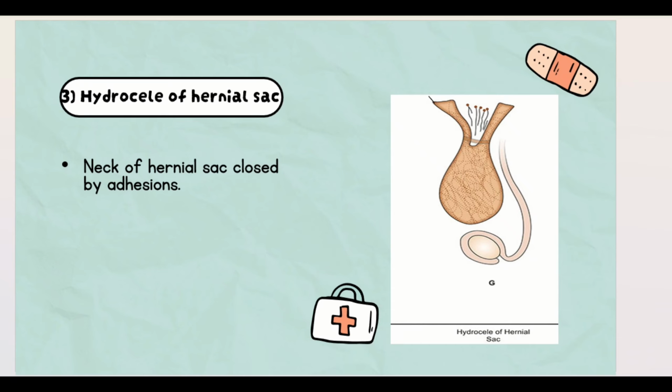Next is hydrocele of hernial sac. Yes, this one is a hernia sac. This is omentum. These are omentum or bowel content, you can say. Sometimes what happens, the neck of the hernial sac is closed by adhesion or plugged with omentum, and this results in retention of the serous fluid secreted by peritoneum of the hernial sac, which results in hydrocele formation.